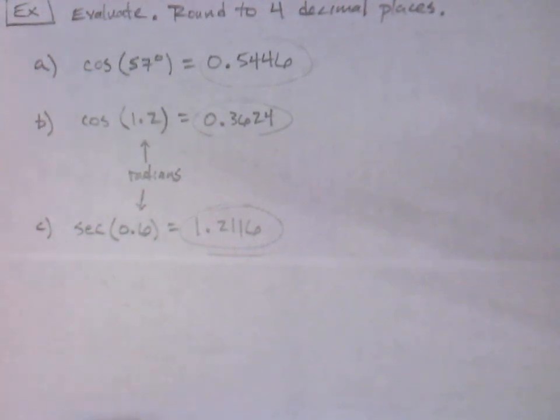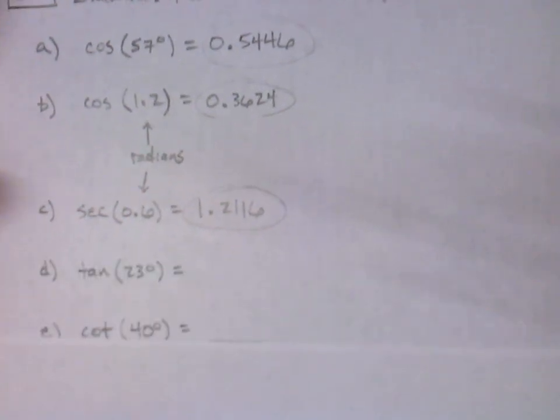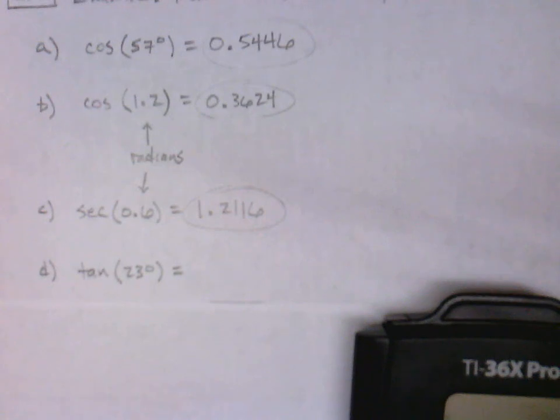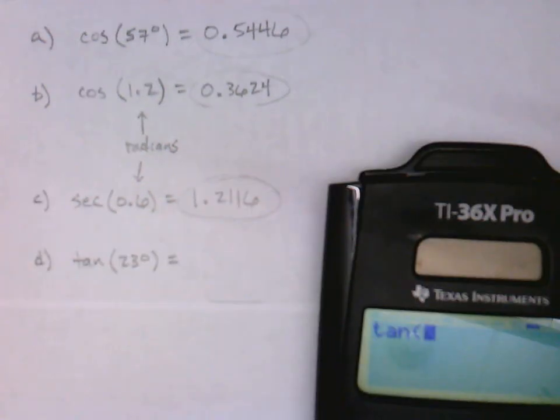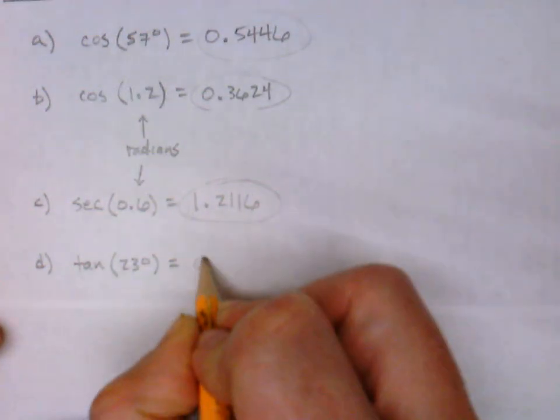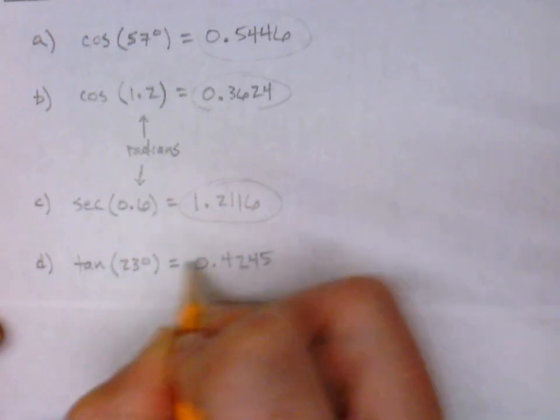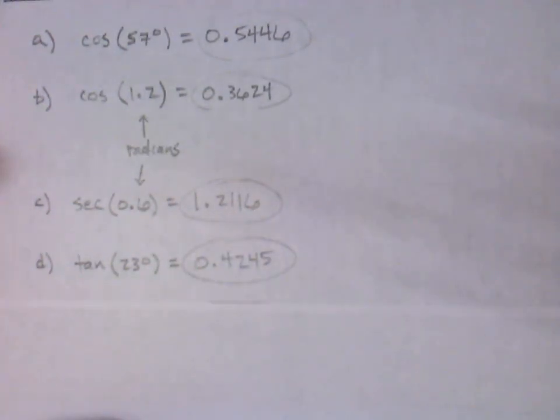They know I can always take the reciprocal of cosine to get secant. Same with cosecant. I know I can always take the reciprocal of sine. Same with cotangent. I can take the reciprocal of tangent. Okay, I think I've got a couple more here. Tangent 23 degrees. Okay, so I've got to convert back to degree mode, and then tangent 23. My answer is 0.4245 when I round. Hopefully you're getting the same thing.